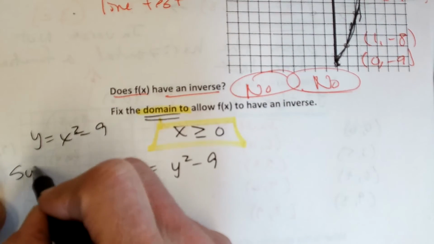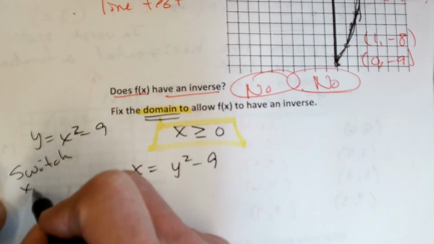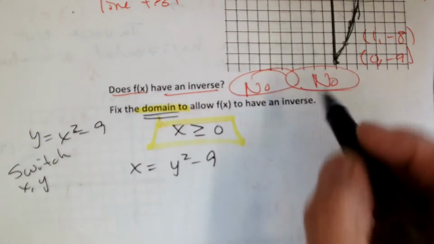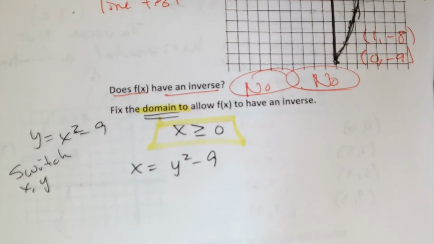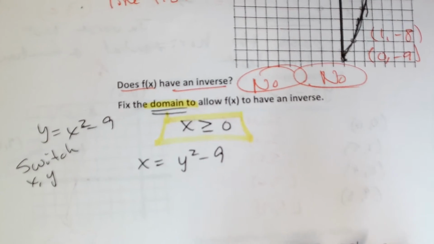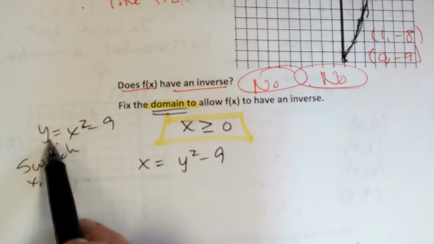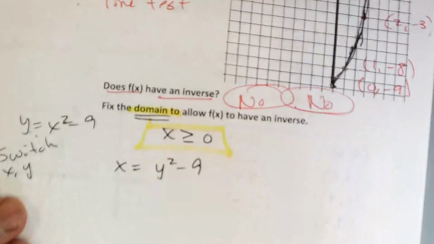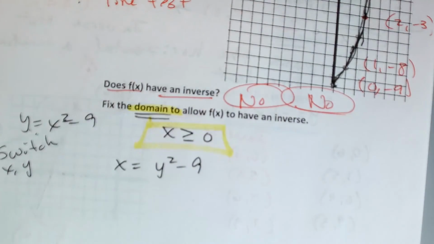So I took my equation, y equals x squared minus 9, and I just switched it, right? Switch x and y, okay? That's all I did. I want the inverse equation now, right? So I switched the variables. But this isn't a very good looking answer, okay? I need to have the equation of this line right here. So what I need to do is solve for y.